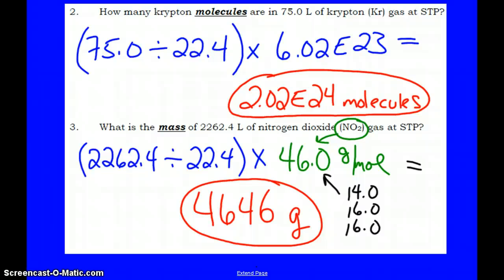Again, if you want to put any Avogadro examples on the back of your foldable, feel free to do so.